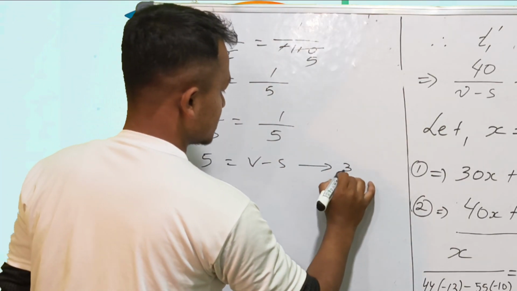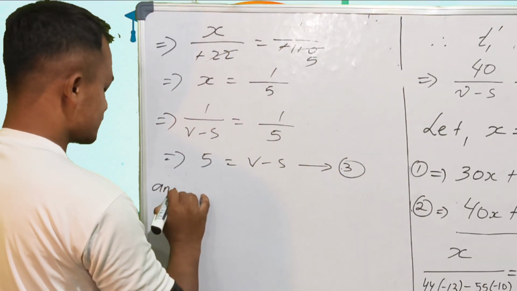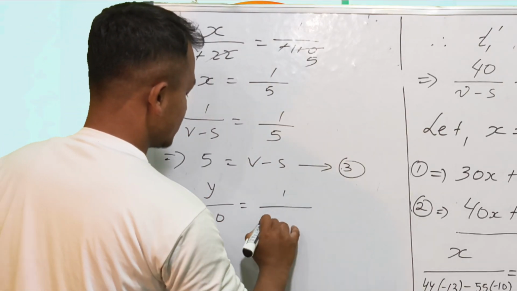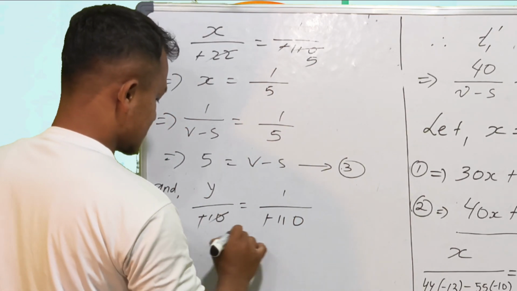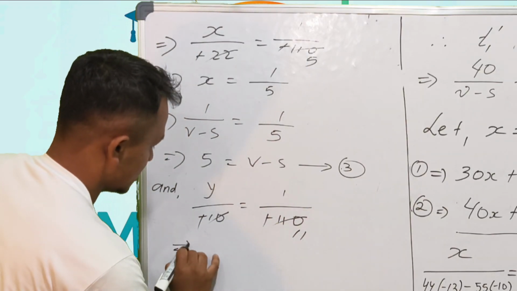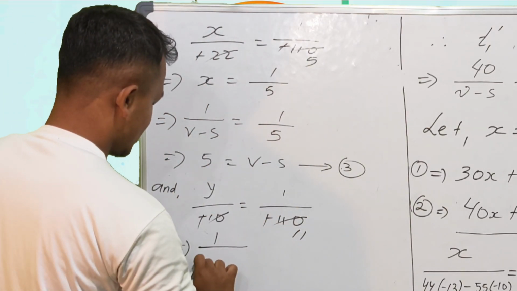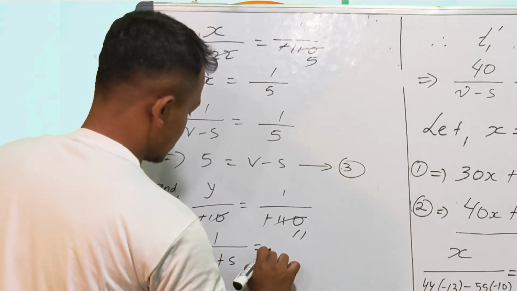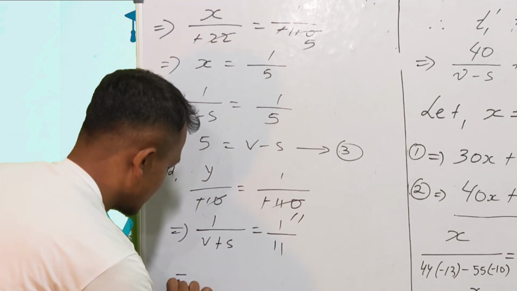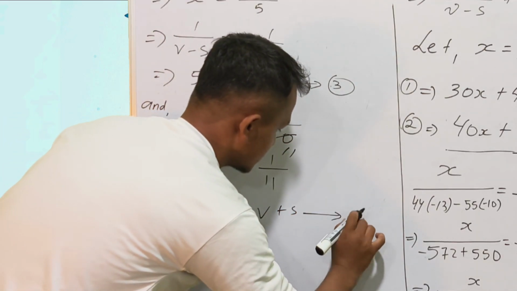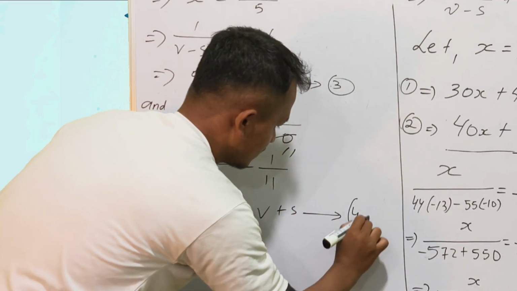Let's note this as equation 3. And the other part, y by minus 10 is equal to 1 by 110. Minus minus can be cancelled out, 10 into 11. And again, in place of y we substitute 1 divided by v plus s is equal to 1 by 11. Cross multiply again, you get 11 is equal to v plus s. And note this as equation 4.